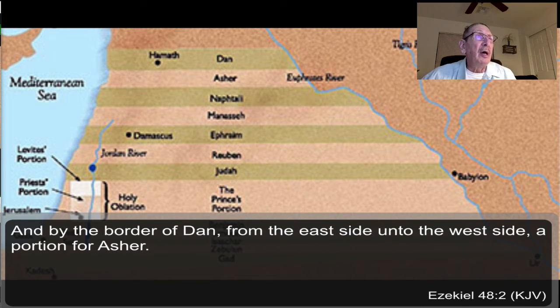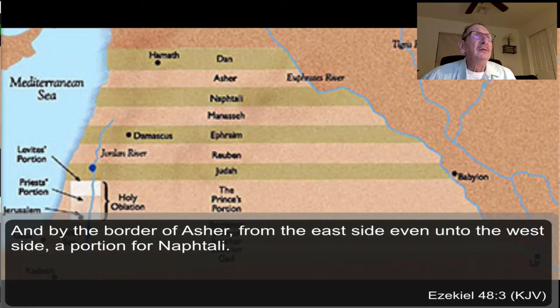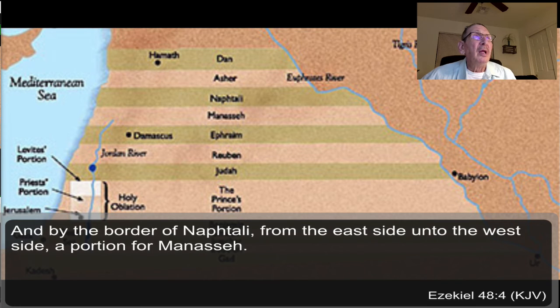Verse 2, and by the border of Dan from the east side unto the west side, a portion for Asher, as you can see there. And by the border of Asher from the east side unto the west side, a portion for Naphtali. And by the border of Naphtali from the east side unto the west side, a portion for Manasseh.